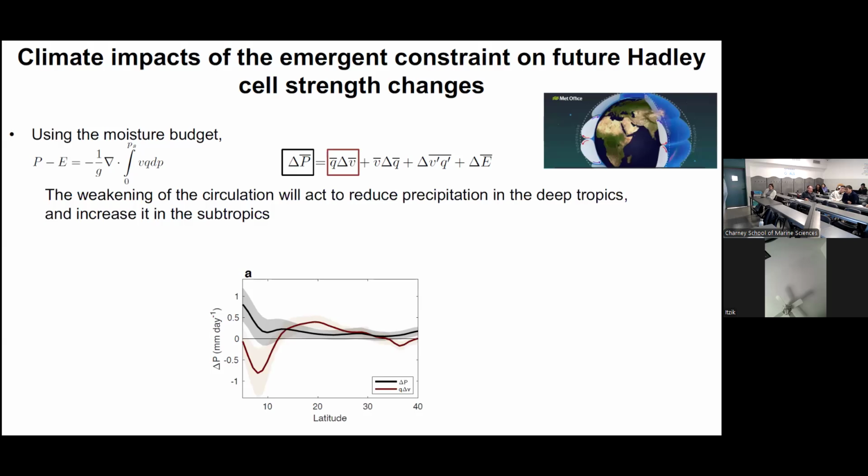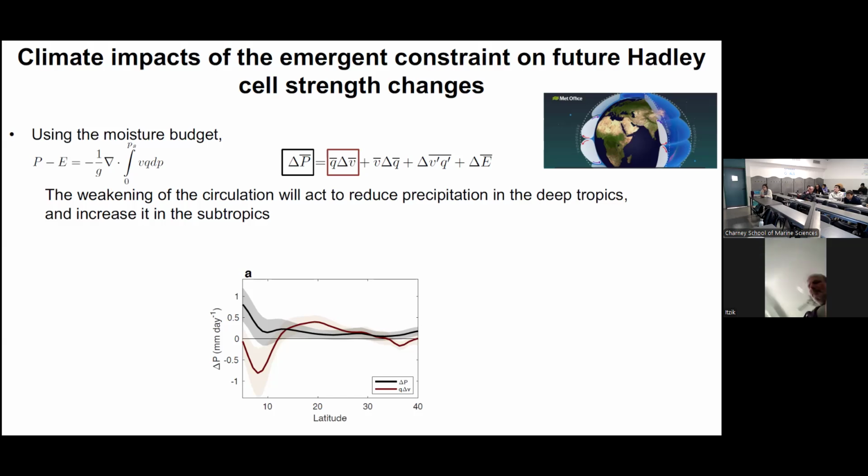And you can see that the circulation acts to reduce precipitation in the deep tropics and increase it in the subtropics. And this is what we expect if the circulation would weaken, because it would act to result in less precipitation in the ascending branch here, right? If this entire thing is going to weaken, we have less precipitation here, and it would act to less suppress, or increase, precipitation in the subtropics.